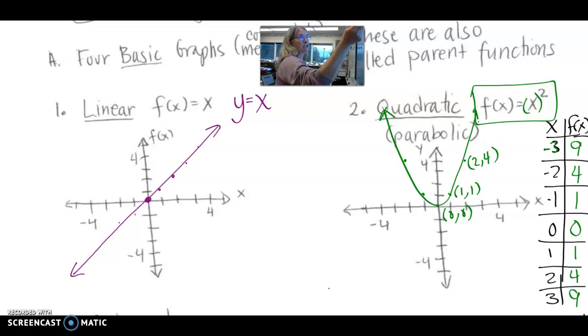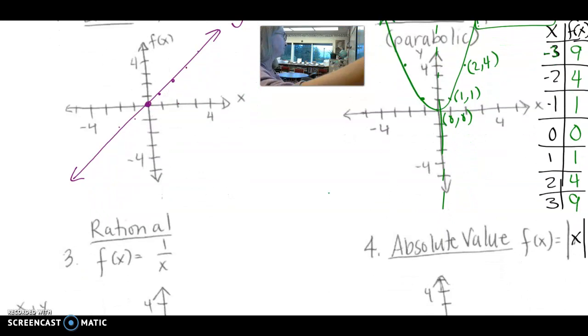So I have 1, 1, 2, 4, 3, 9, it would be 4, 16. And then this is a line of symmetry, x equals 0, and so those points are reflected over that line over here. So -1, 1, -2, 4, etc.